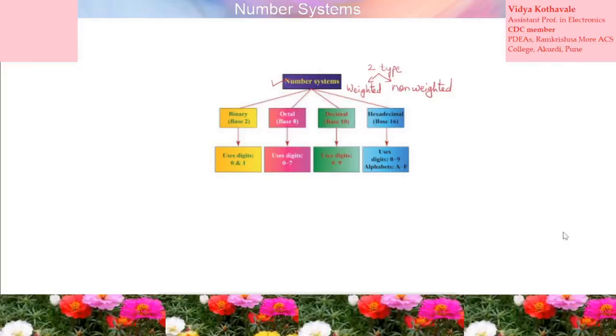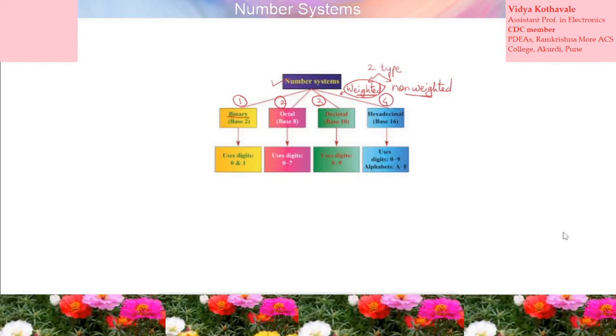Number systems are classified into two: weighted number system and non-weighted number system. Weighted number system is further classified into four types. First, binary number system. Second, octal number system. Third, decimal number system. And the fourth, hexadecimal number system.